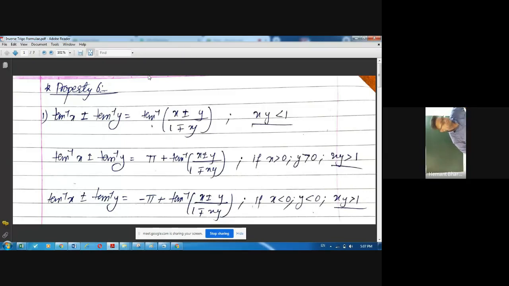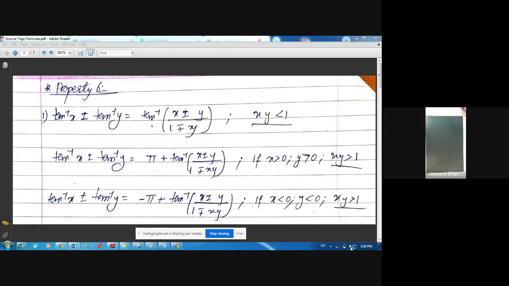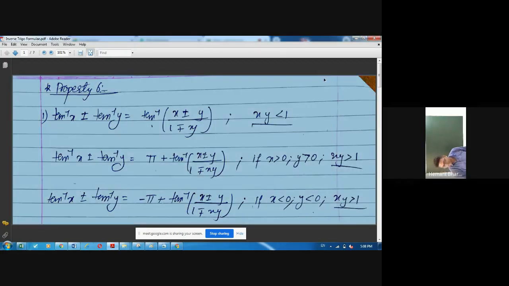So these are some formulas which we require. The entire inverse trigonometry is formula based, and if we don't remember the formulas, we will not be able to solve. So this is property number 6. See, tan inverse of x plus tan inverse of y, we have written three different formulas, and this we should remember. It's important.